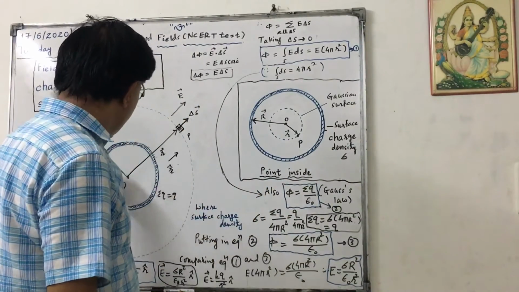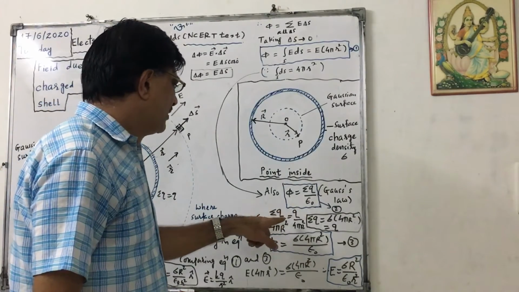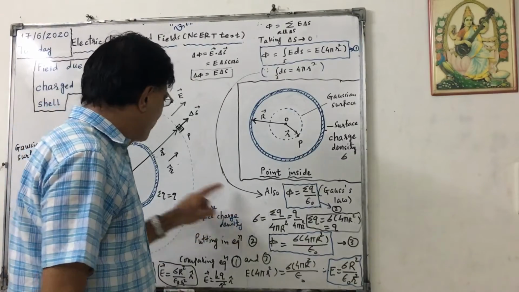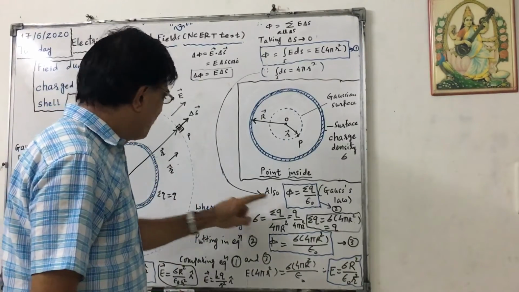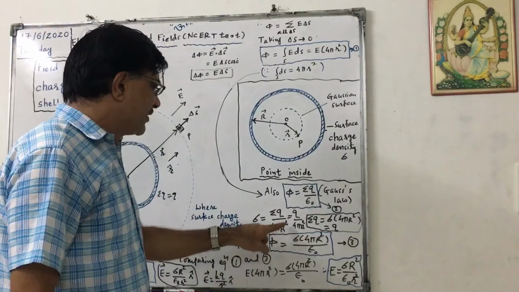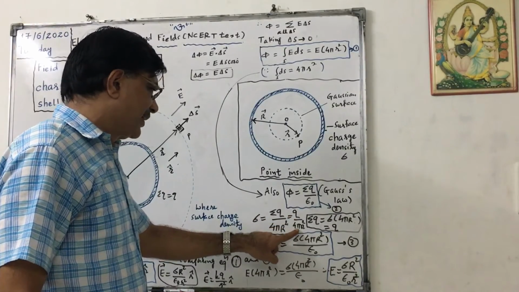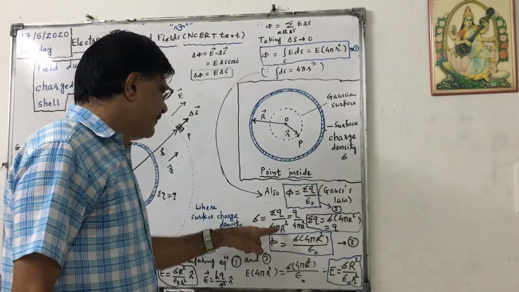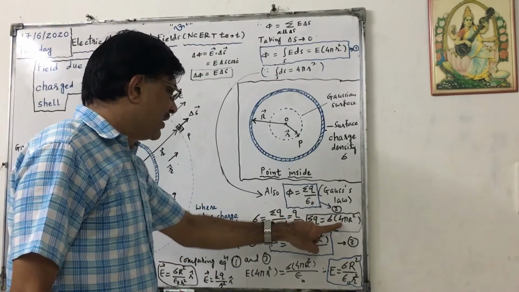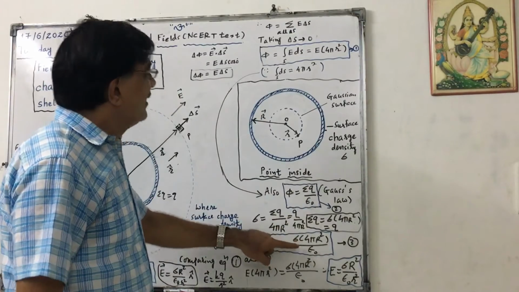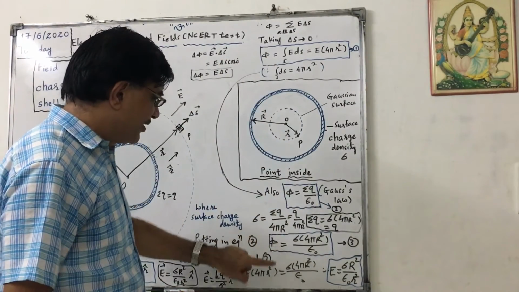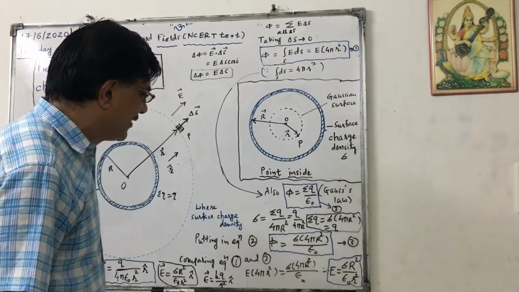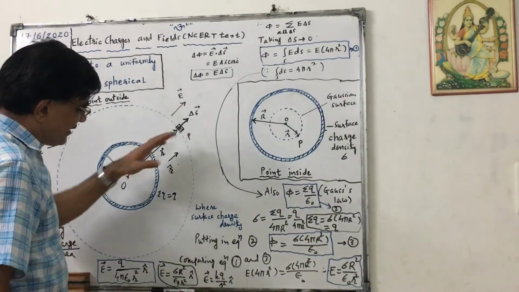Sigma q is q for us, the total charge on this, that is q upon epsilon naught. Surface charge density sigma equals the charge on the sphere upon the area of the sphere, so it is q upon 4 pi capital R square. So sigma q will be equal to 4 pi capital R square into sigma, which can be placed here. Then comparing equation 1 and 3, we get E equals sigma capital R square upon epsilon naught small r square, and the direction is r cap.